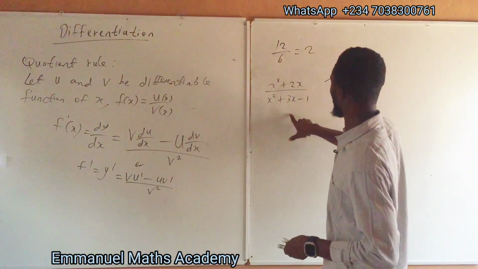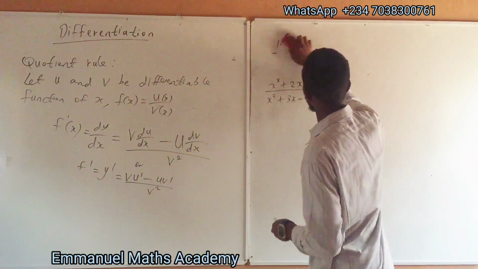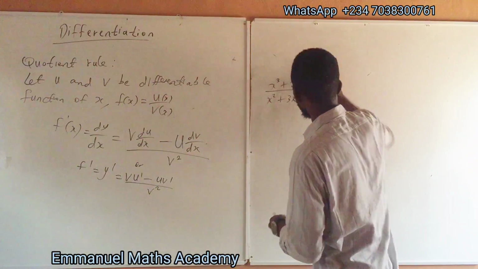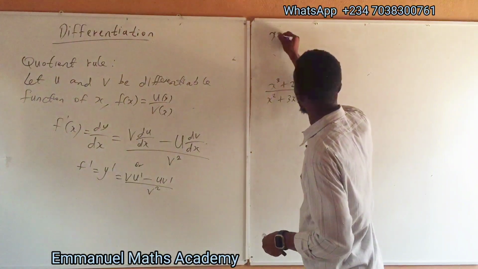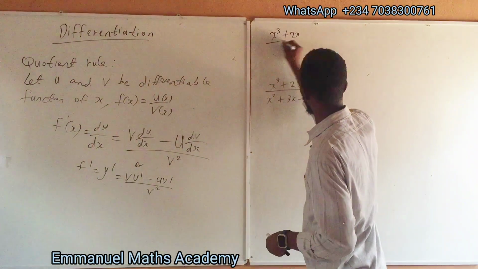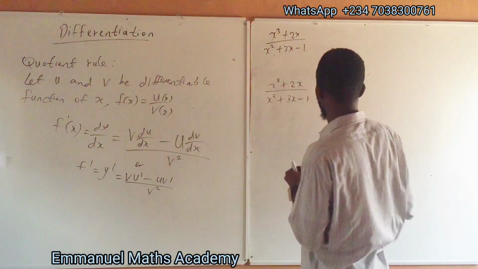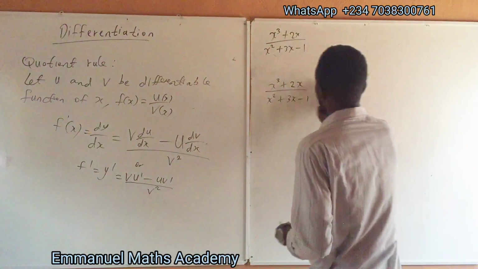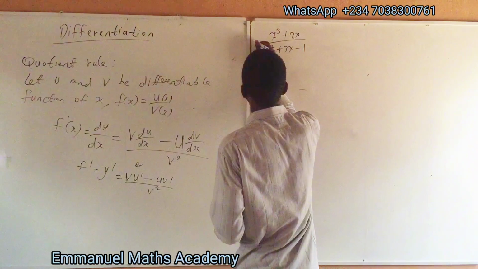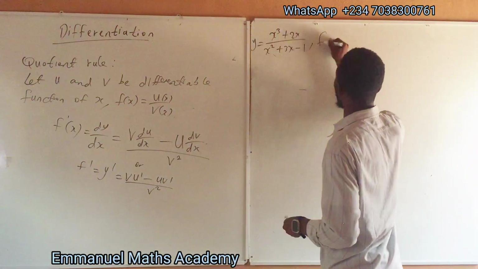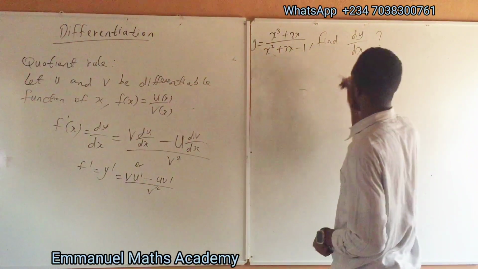Let's solve this using this method. Let's assume this is an example. Let me write this out here: y equals x cubed plus 2x all over x squared plus 3x minus 1. Your y is this. Find dy dx. Now, solution.